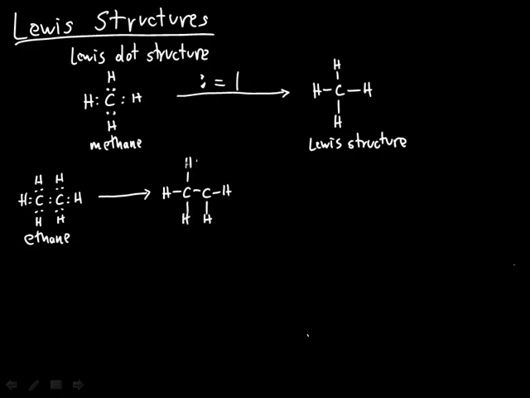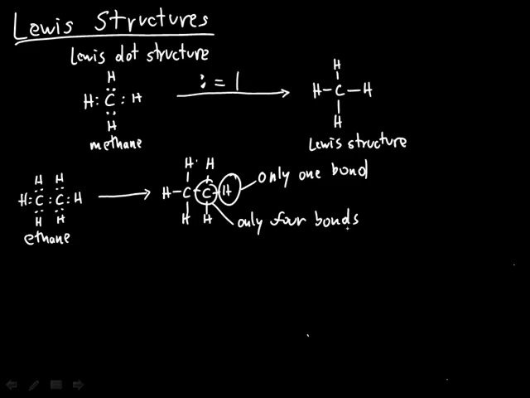Now from these 2 simple molecules, it's already apparent that hydrogen can have only 1 bond to it, because it has only 1 electron that it can share. Whereas carbon can have only 4 bonds to it, no more nor less, because it has 4 electrons that it can share. And these are, with very, very few exceptions, rules that apply always.